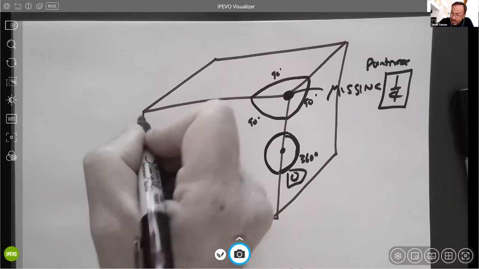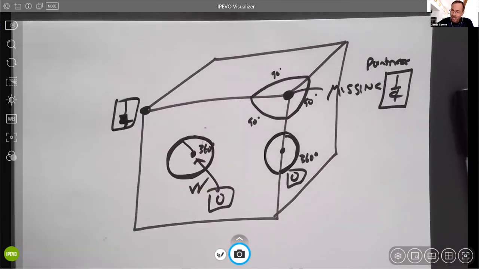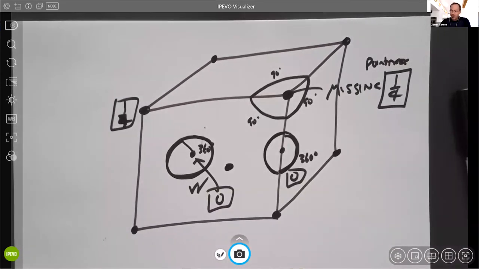In fact, that corner there has pointiness of one quarter. A quarter of a turn is missing. And a quarter of a turn is missing. Everywhere else, the pointiness is zero. But at 8 places, the pointiness is a quarter.